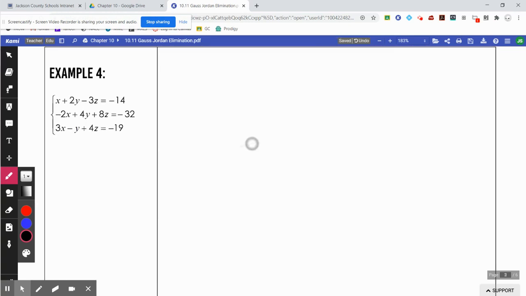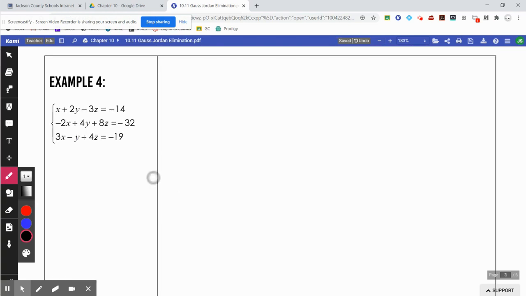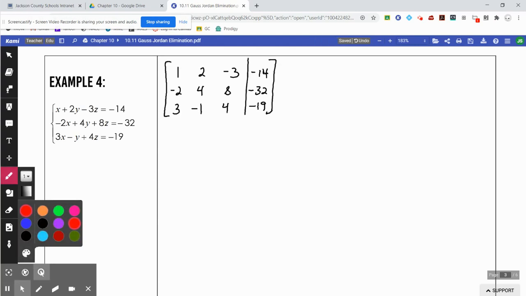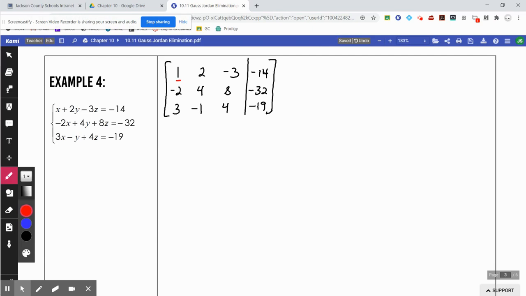Example number 4, step number 1, get your augmented matrix together. Luckily, I already have my 1 right here where I need it. So we're going to use that to zero everything below it out. We're going to do 2 times row 1 and add it to row 2. We're going to do negative 3 times row 1 and add it to row 3. And that's going to give me zeros everywhere below that 1.